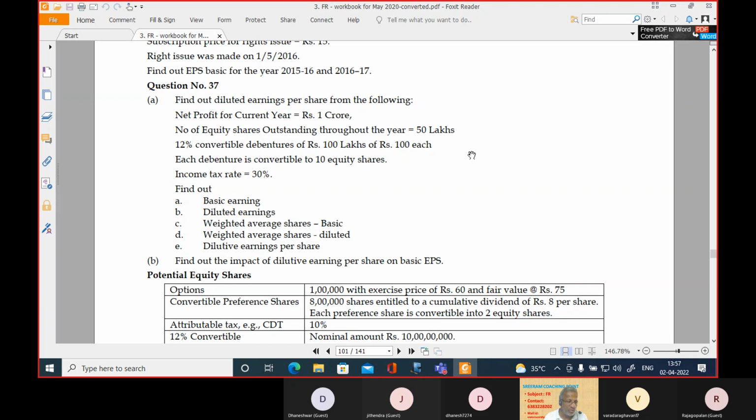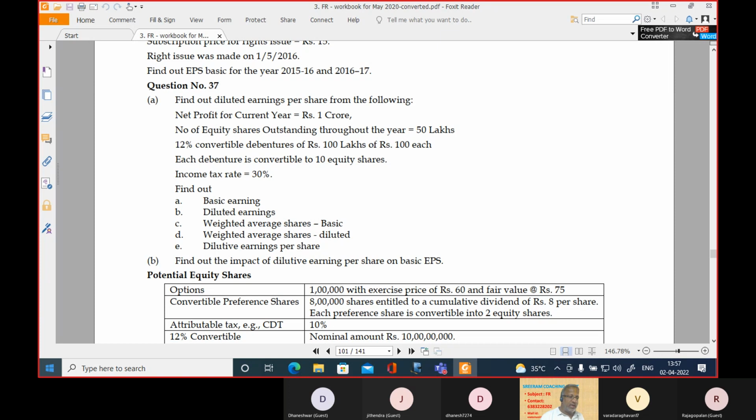So 37 has got two questions, 37A and 37B. Both are totally independent, and Rajagopalan will read out 37A. Find out diluted earnings per share from the following. Net profit for the current year rupees 1 crore. Number of equity shares outstanding throughout the year 50 lakhs. 12% convertible debentures of rupees 100 lakhs, of rupees 100 each. Each debenture is convertible to 10 equity shares. Income tax rate 30%. Find out basic earnings, diluted earnings, weighted average shares basic, weighted average shares diluted, earnings per share.